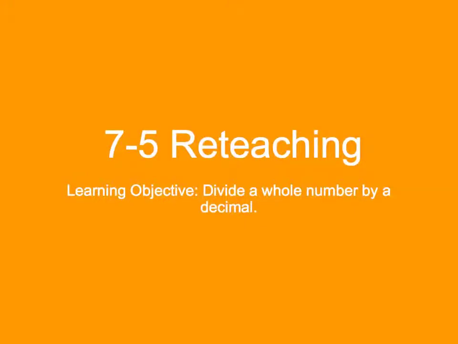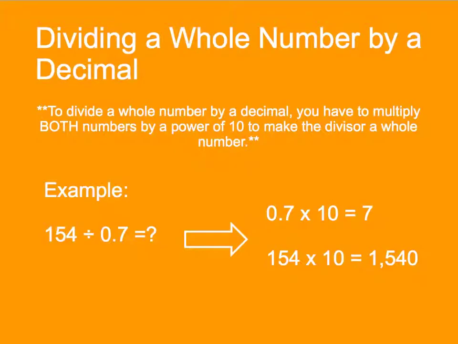Everyone! Today we have lesson 7-5 Reteaching, and the objective, or the learning goal, for this lesson is to divide a whole number by a decimal. So here we have the standard procedures, or we know that's just a fancy way of saying the normal steps you take to divide a whole number by a decimal.